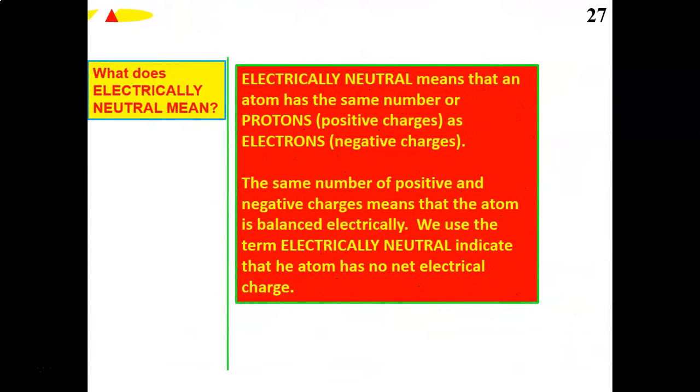Okay, so what does electrically neutral mean? Electrically neutral means that an atom has the same number of protons, positive charges, as electrons, negative charges. The same number of positive and negative charges mean that the atom is balanced electrically. We use the term electrically neutral to indicate that the atom has no net electrical charge.